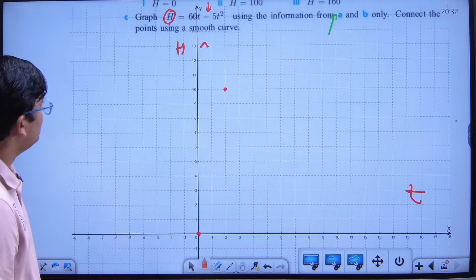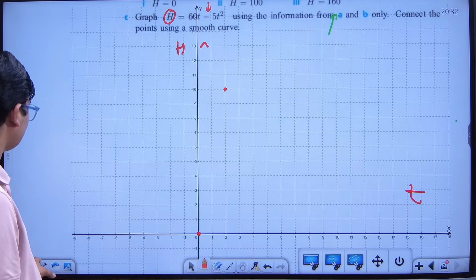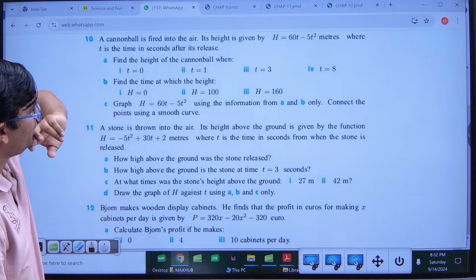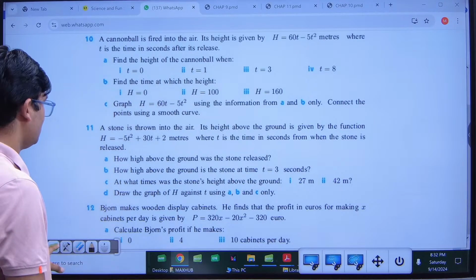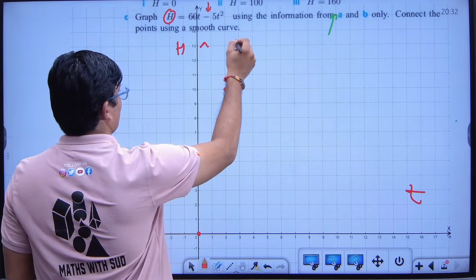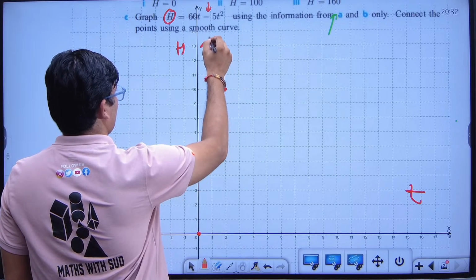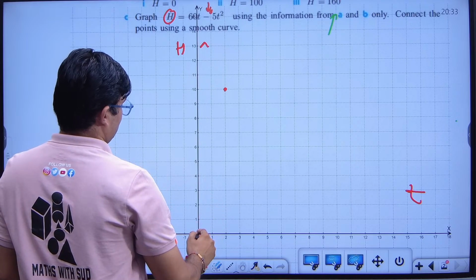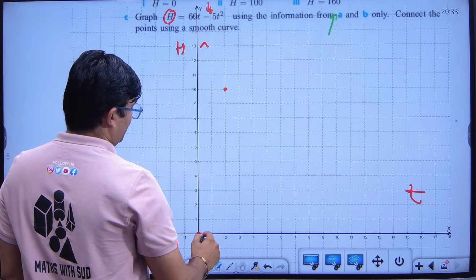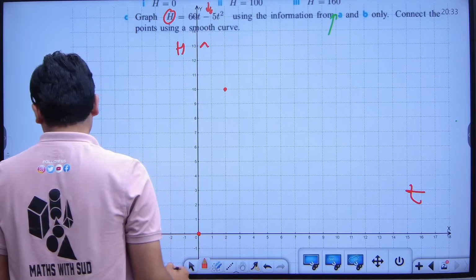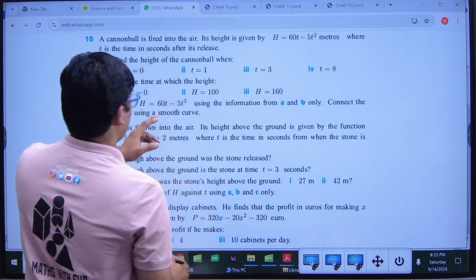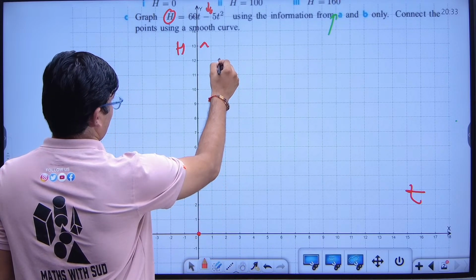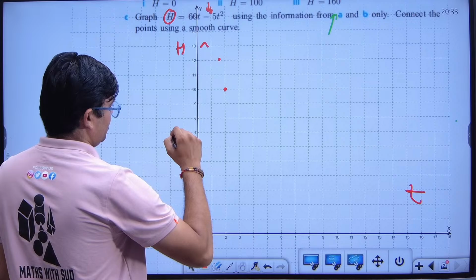So wait, great graph. When t was 1, what was h? 60 minus 5t, 55 I think. Yeah, 55. And then the next one was 135, I think. 135. Okay, 135 was it when t was 2 or 8, something like that? I think it was when it was 8. It was 3, I think. Okay, it was 3.